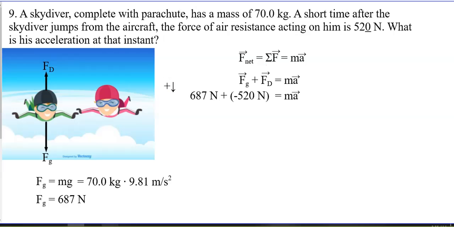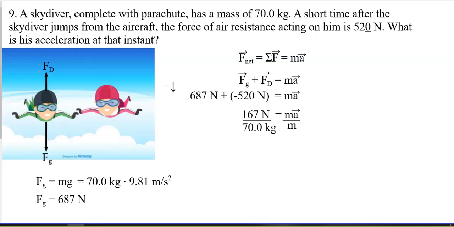When in doubt, try to define the positive direction as whatever direction you're accelerating, whenever you can figure that out ahead of time. So when you plug the numbers in, I'm going to plug in 687 newtons as a positive number. Now, of course, this is slightly rounded in my calculator, but this is positive because it is going down. Whereas drag, the 520 newtons defined in the question, is going in the exact opposite direction, so I'd write it as negative 520 newtons. I missed a step. You just add them together: 687 plus negative 520 gives you 167 newtons.